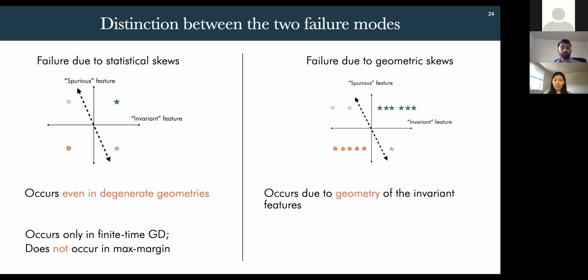So now the last part of this work is to also verify some of these insights in practice, which I'll just try to quickly summarize. But yeah, so like I said, most of the theory is concerned with linear classifiers, but we want to test these in neural network settings on data sets like MNIST and CIFAR. So in order to verify the statistical skews, we design the following experiment.